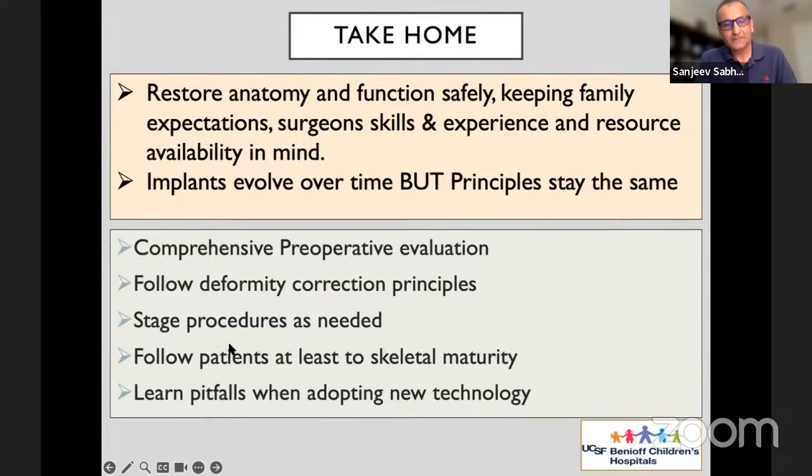And follow patients to skeletal maturity, especially when you just do guided growth treatment. And learn pitfalls. I didn't grow up knowing all the intramedullary nailing and fixator-assisted tricks, and I still have much to learn. But as you start doing more of this, you learn from your partners, from meetings and conferences, and every new technology comes with its own set of problems. So don't think that an implantable nail is going to fix every problem. It may fix some of your external fixator problems, but it'll certainly come with new problems.